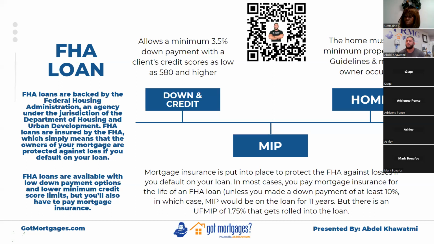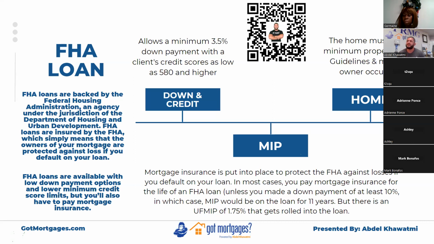No. Because 3.5 plus 1.75 is what? 5.25, right? And what's the minimum requirement for a conventional loan? 5%. I don't know about you, but 5 is less than 5.25, right? So what does FHA do? FHA offsets that and allows the funding fee of 1.75% to get rolled into the loan.